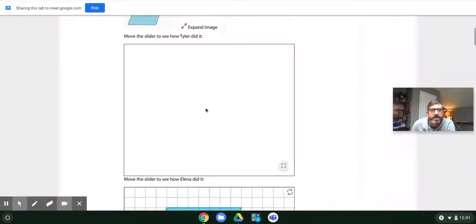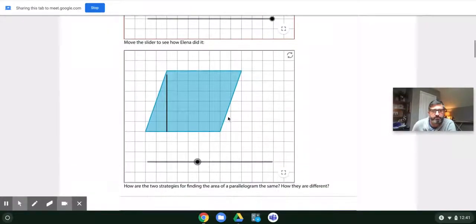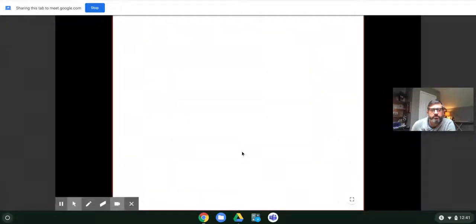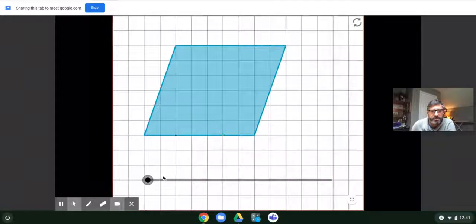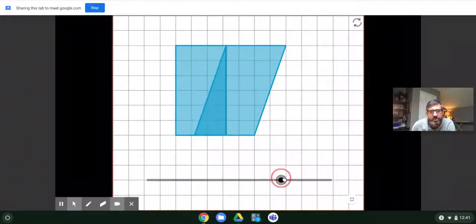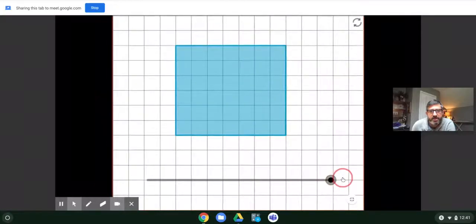So let's look at how Elena did that. Now she did the same exact thing. She chose this bottom line segment as the base. So then she cut a vertical line segment from the base to make the triangle you see there. And then she moved that triangle to the right side or rearranged it so she could make a rectangle. It makes it a little easier to find the area.